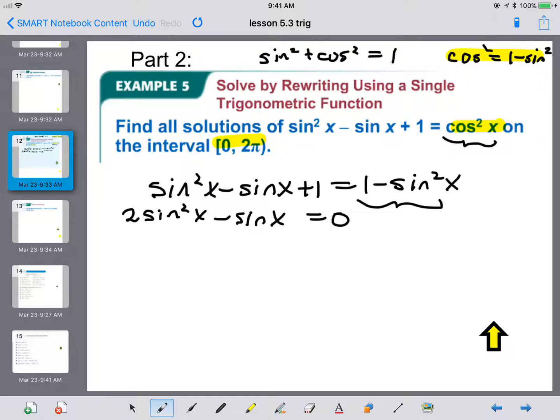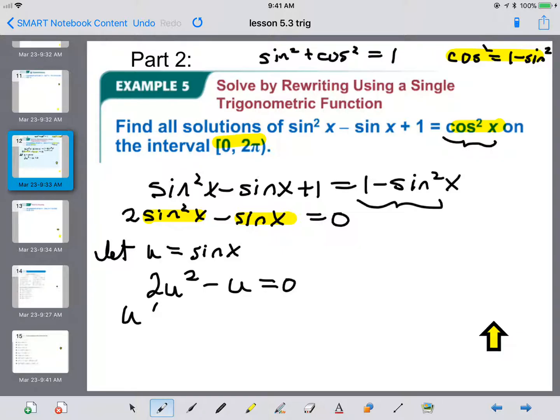Now this is a perfect spot to use our u substitution, so I'm going to let u equal the sine of x. And let's substitute that in wherever we see a sine of x. If the sine of x has a squared, then our u has to have a squared, and so on. So it would be 2u squared minus u equals 0. Now, if you recall how to factor something like this, because both terms have a u in it, you can just take a u out.